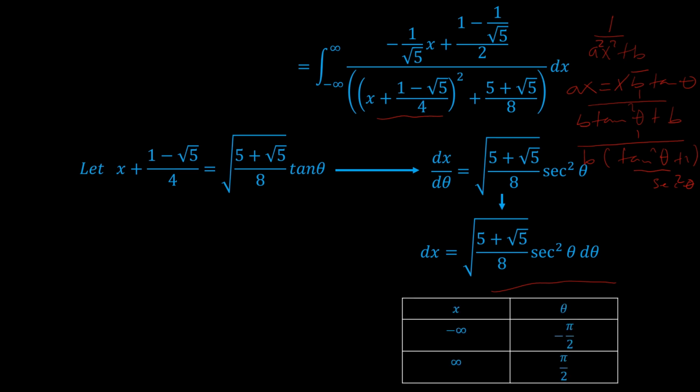Then looking at the limits here, as x tends to negative infinity, tan theta also tends to negative infinity, and what that means is that the arctangent of that, theta, tends to negative pi over 2. When x tends to positive infinity, tan theta also tends to positive infinity, and so theta tends to pi over 2. So these are the new limits with the new substitution.